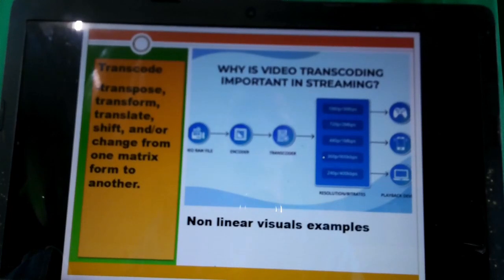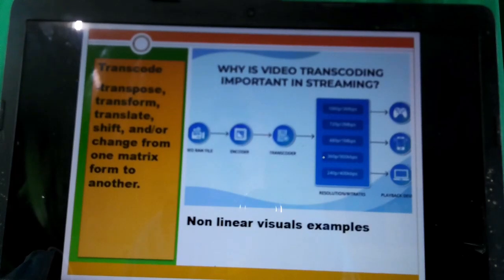Okay, another one to this is we have transpose or transform or translate or shift and or change from one matrix form to another. It's being changed. Okay, so this is also one of the non-linear visual examples. And the question is, why is video transcoding important in streaming?